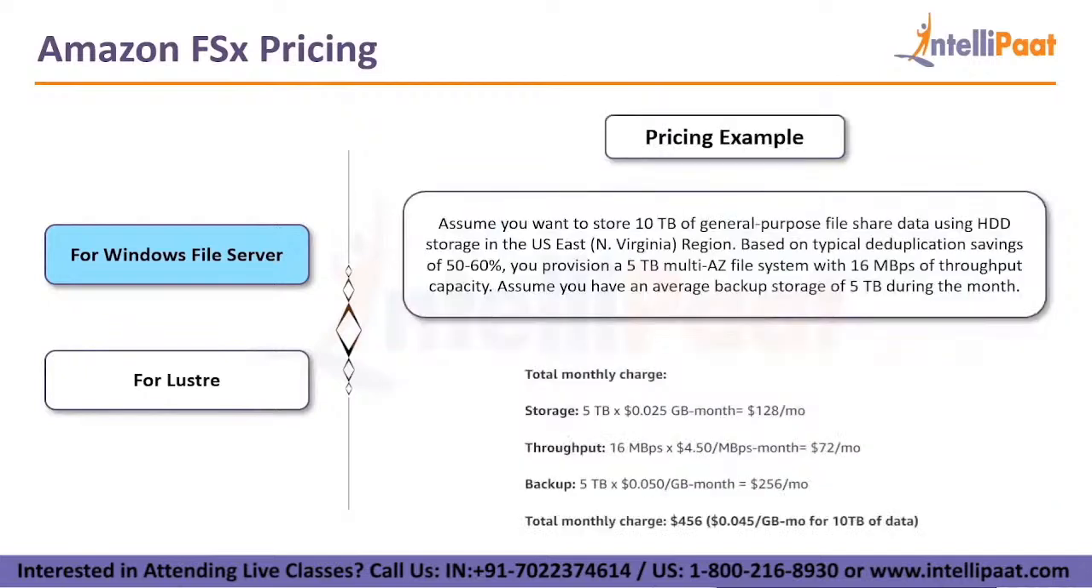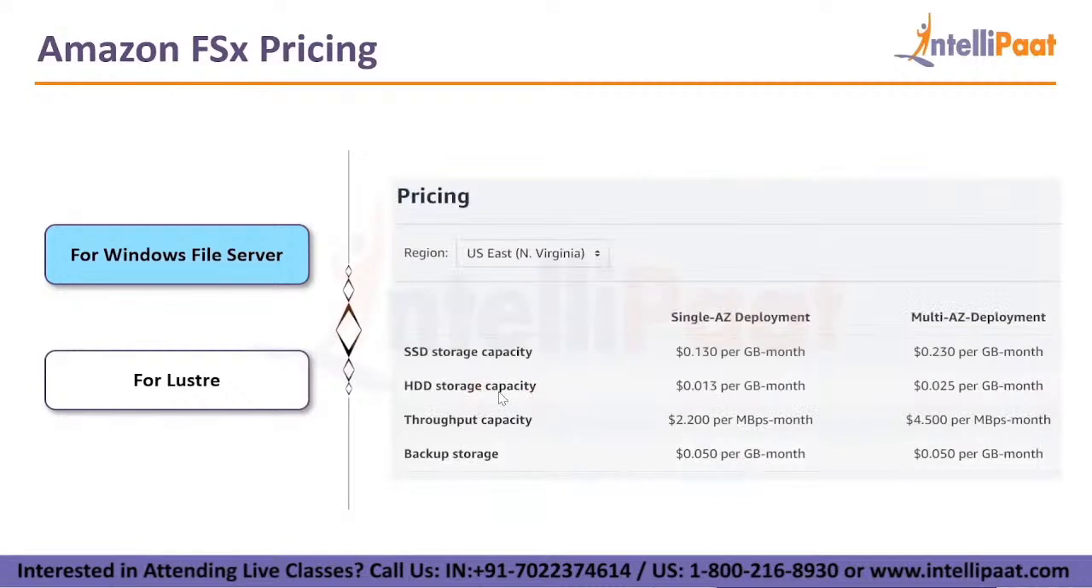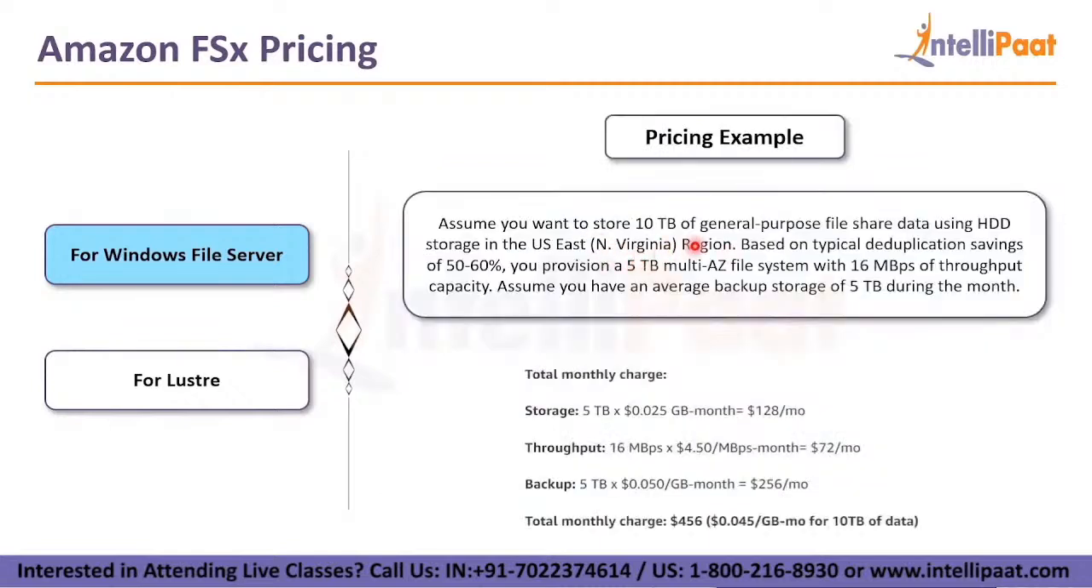So a pricing example, okay? Let's assume you want 10 TB of general purpose file share data using HDD storage. So it's not SSD, it's HDD storage. You want this in the North Virginia region. Based on typical deduplication savings of 50 to 60%, you provision a 5 TB multi-AZ file system with 16 Mbps of throughput capacity. Assume you have an average backup storage of 5 TB during the month.